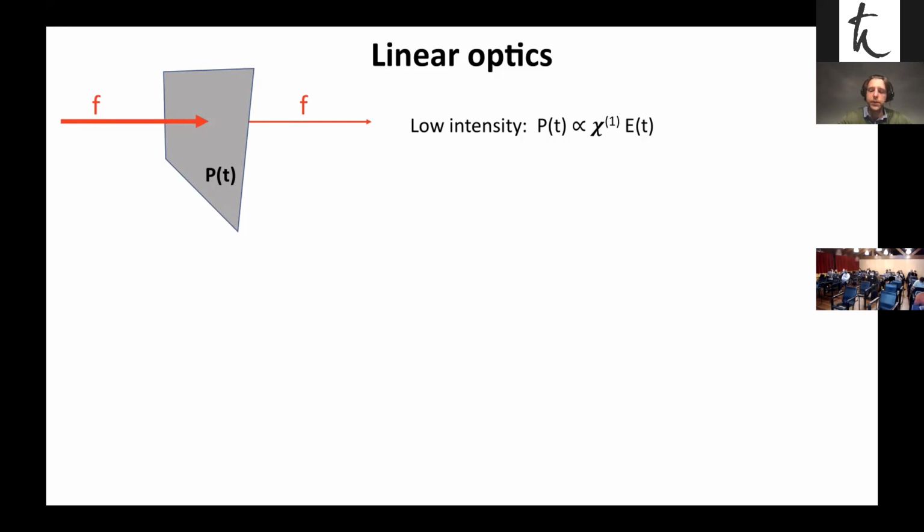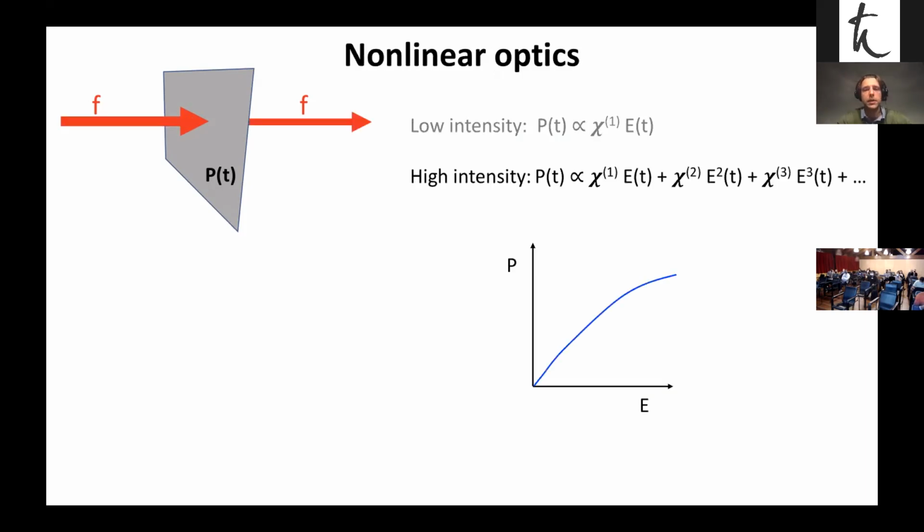Now, what happens if you keep increasing the incident light field? At some point, the polarization inside the material cannot follow the electric field strength anymore. The polarization you create is not linear in electric field anymore. So you can do a Taylor expansion, which shows that you also get terms going with the electric field to the power 2, 3, 4 and so forth.